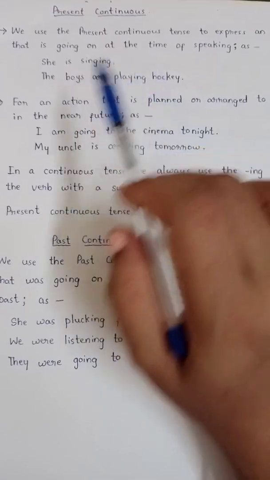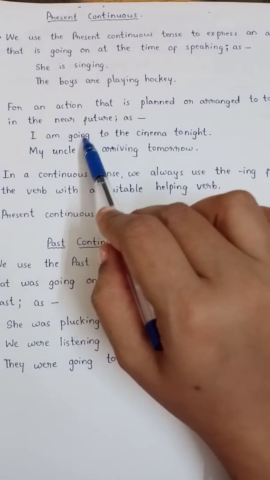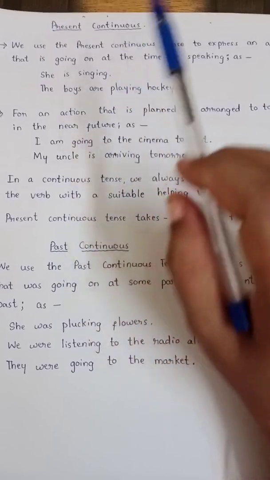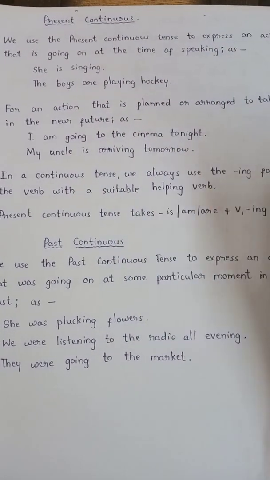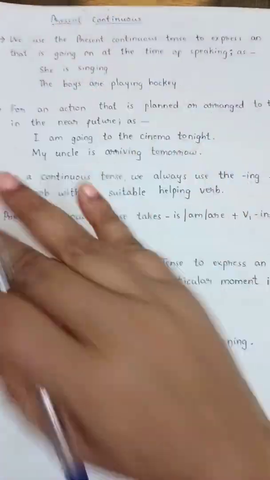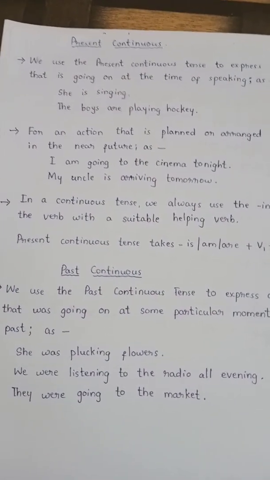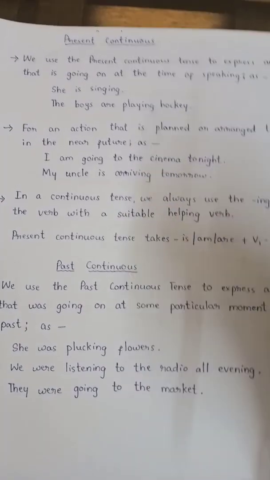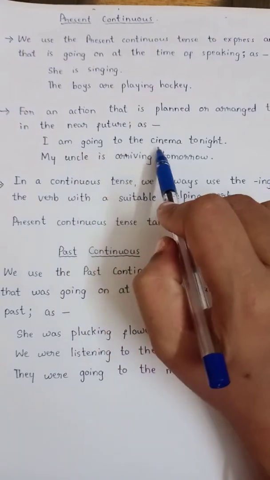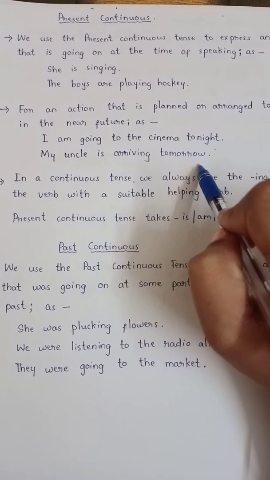Okay children, understood? Next, for an action that is planned or arranged to take place in the near future, when do we use present continuous? When the action is going on at the time of speaking and for the action that is planned or arranged to take place in the near future, we will use present continuous. I am going to the cinema tonight. My uncle is arriving tomorrow.